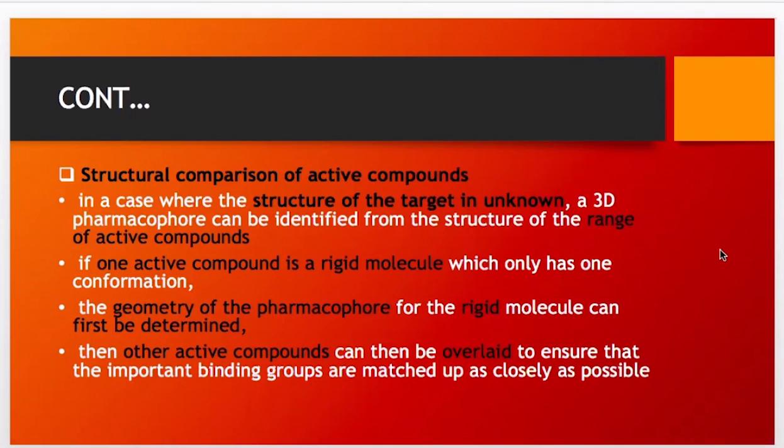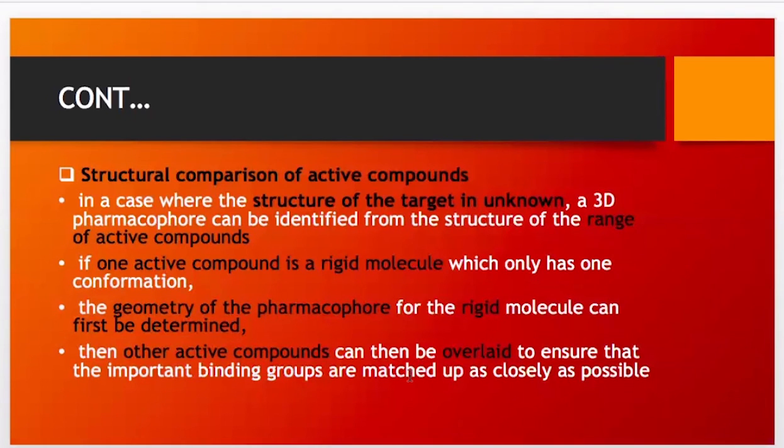And yet you don't know the pharmacophore of this class of drugs. So you can start by identifying the pharmacophore of the rigid one, which is propranolol, before you look at atenolol and carvedilol. And how can that be done? Once you identify the geometry of the pharmacophore of this rigid molecule, then you can overlay the other active compounds.